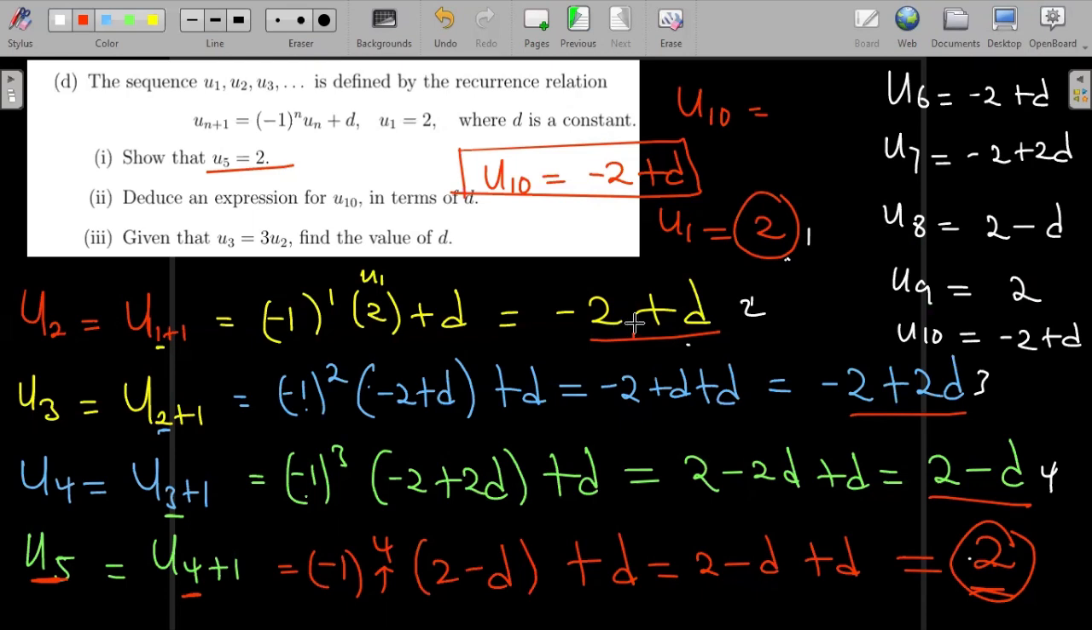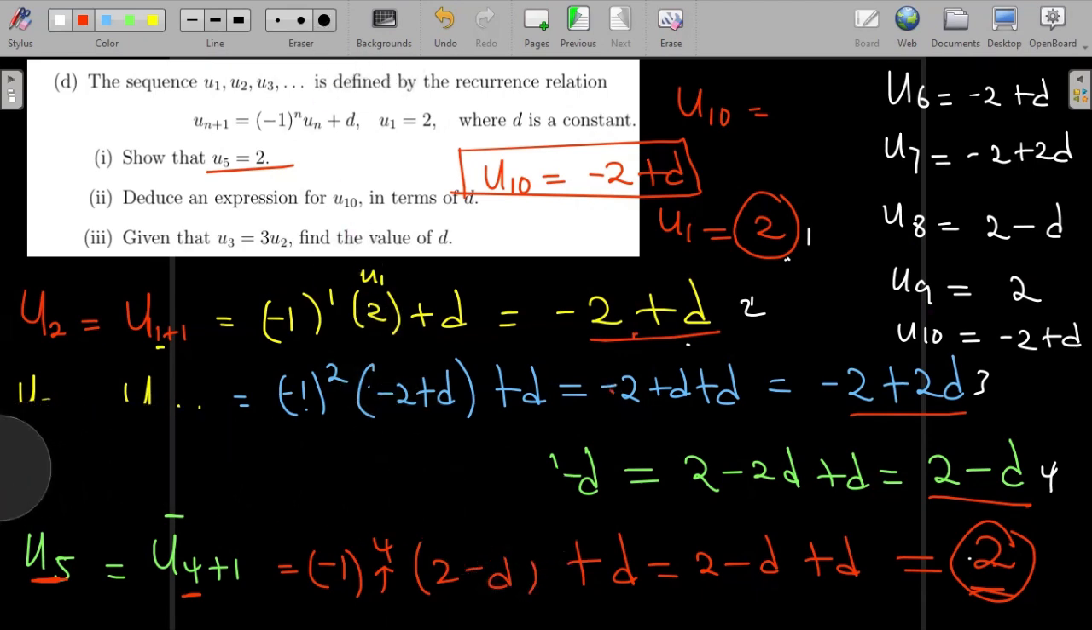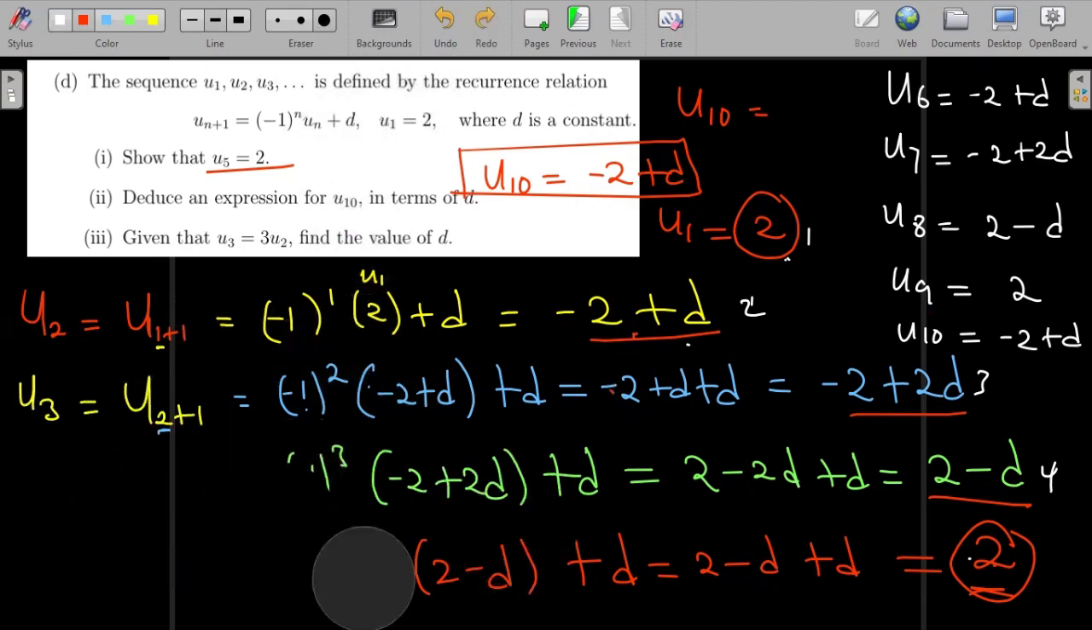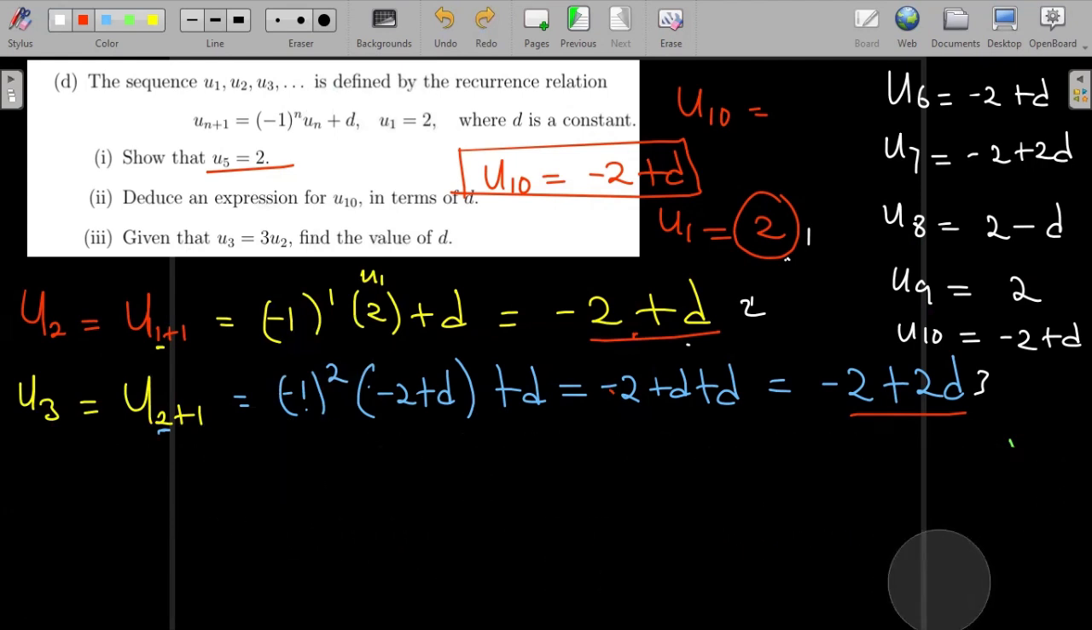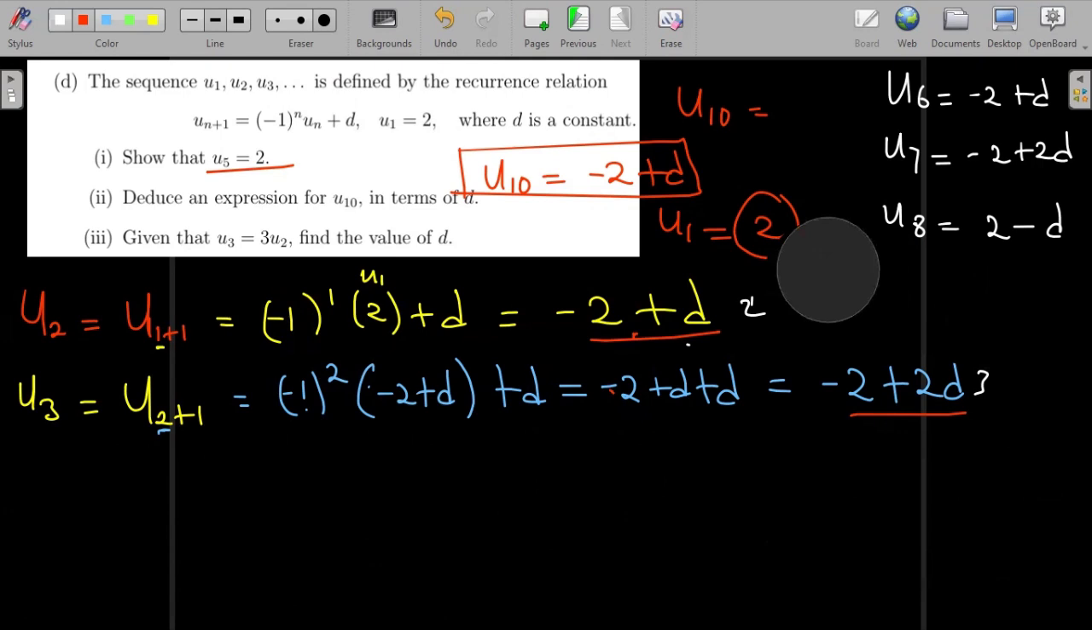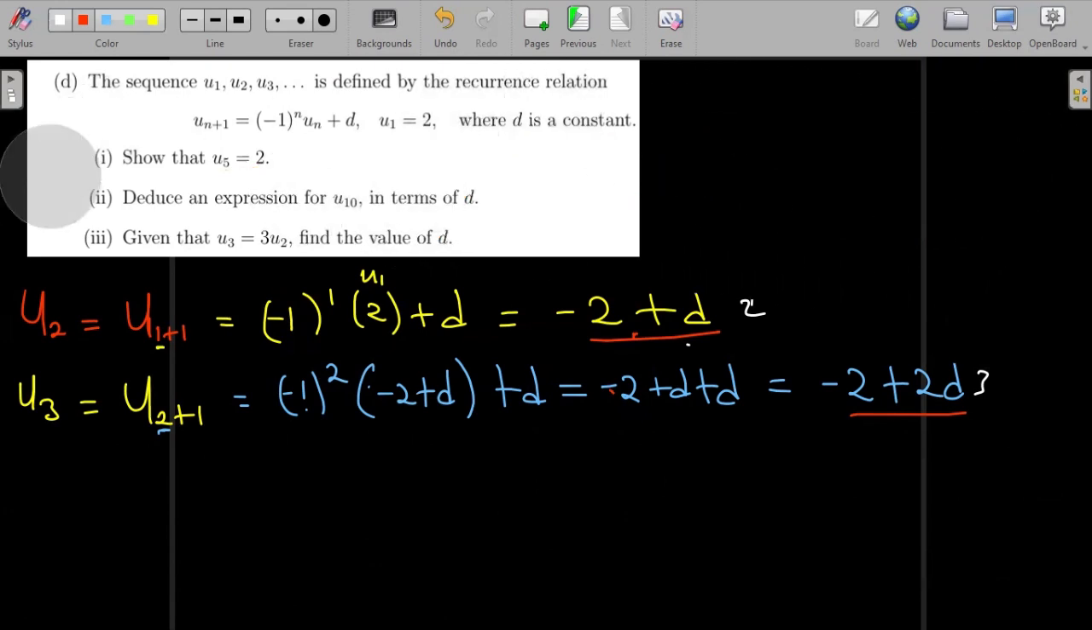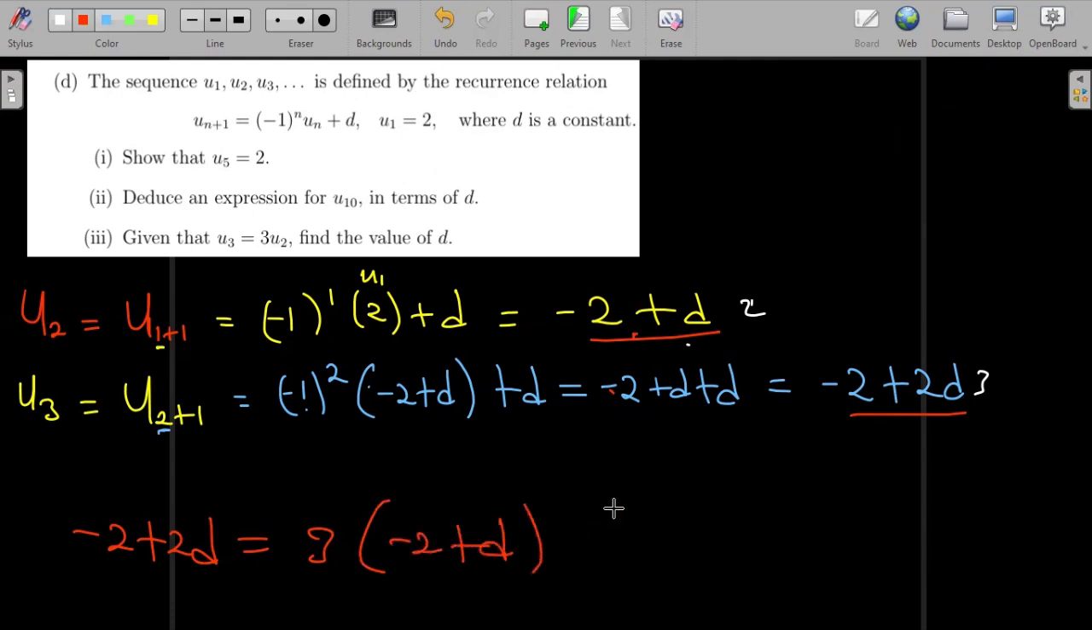And then next we solve this one here. They're saying given that U3 is equals to 3 U2, find the value of D. So U3 is equals to here. We can erase this other part. We've been told that U3, which is just minus 2 plus 2D, is equals to 3 times U2. So we're finding the value of D there.